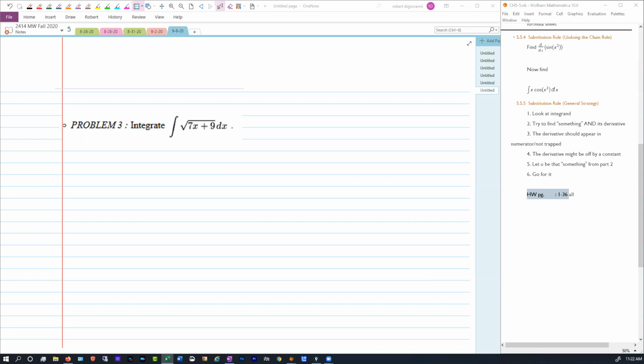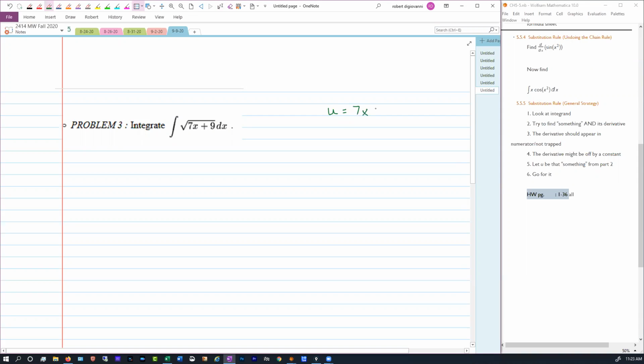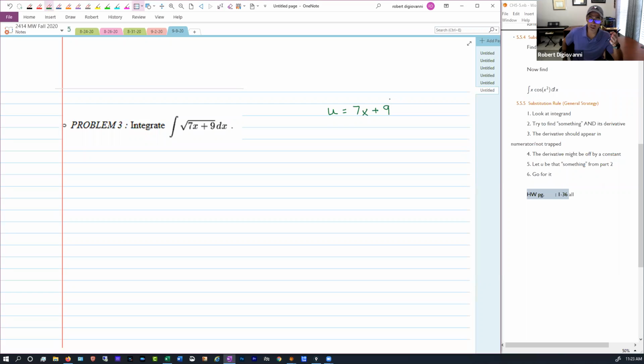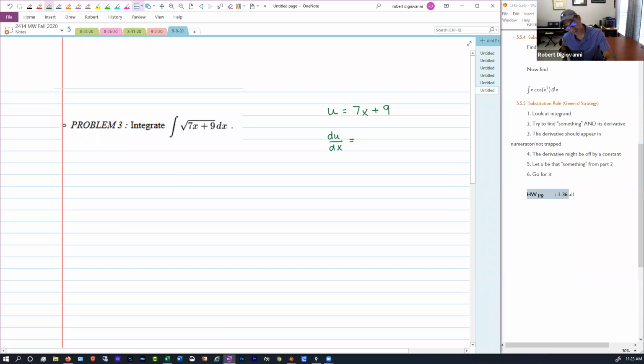My original thought here would be to make U the 7x plus 9. Okay. Is there any reason why you're thinking that? Mainly because the square root of U, we can take that antiderivative pretty easily. Okay, yeah, I like that. And the derivative of this is not that complicated also, right? Right. We're just going to be left with a constant, which we can multiply out. Yep, exactly. So take the derivative of that, you just get 7. And then you bring your dx over.